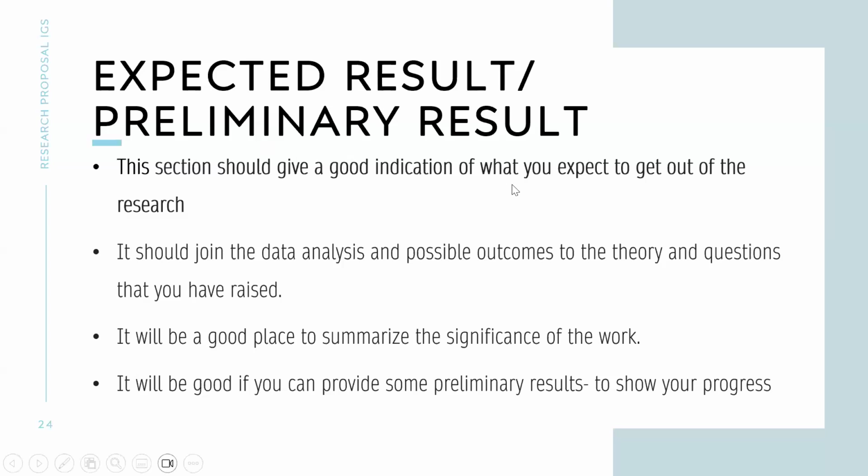Okay, in the expected result and preliminary result, the section should give you a good indication of what you expect to get out of the research. It should join the data analysis and possible outcome to the theory and question that you have raised. It will be a good place to summarize the significance of work, and it will be good if you can provide some preliminary result to show your progress. I would be happy if the student shows me some preliminary results, because I know that they have done something. At least they have achieved objective 1.